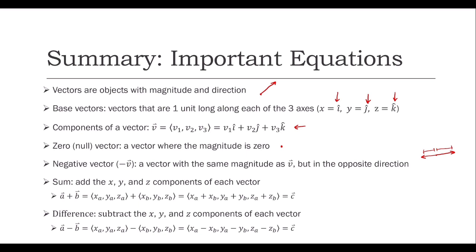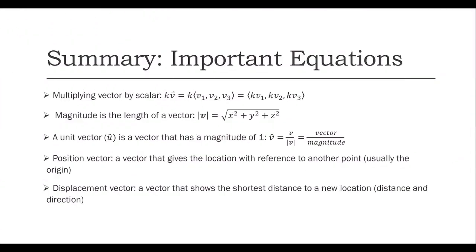To find the sum of vectors, you'll add the x, y, and z components. To find the difference, you'll subtract the x, y, and z components. When you're multiplying by a scalar, you'll multiply that number by each of the different components. The magnitude is the length of a vector, so you take the square root of each component squared. A unit vector is a vector that has a magnitude of 1, so you'll take your original vector and divide each component by the magnitude. Your position vector is a vector that gives the location with the reference to another point, typically the origin. And a displacement vector is a vector that shows the shortest distance to a new location. And that will show your distance and direction because it's a vector.